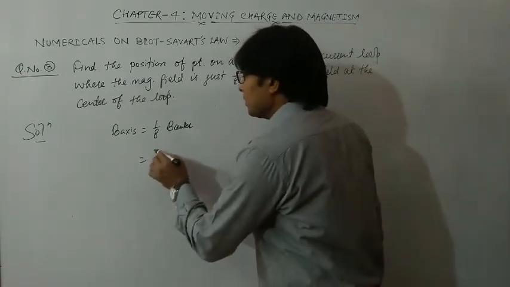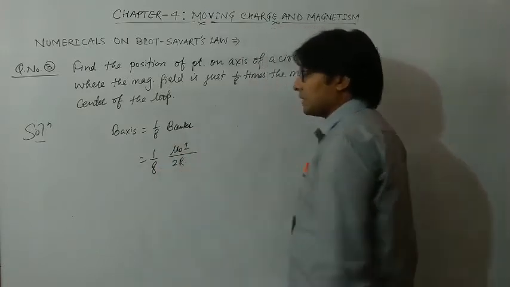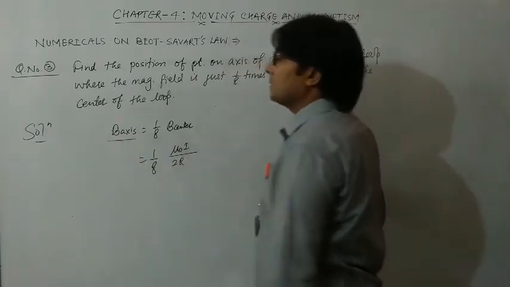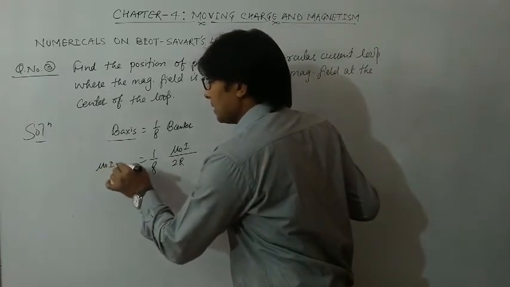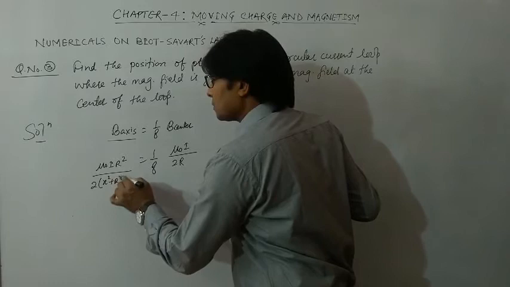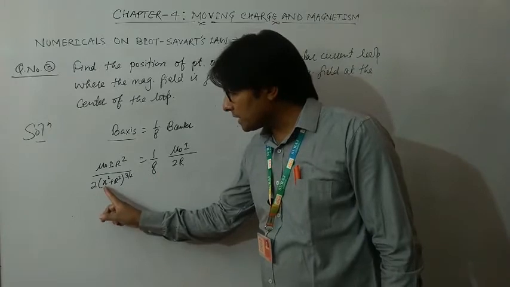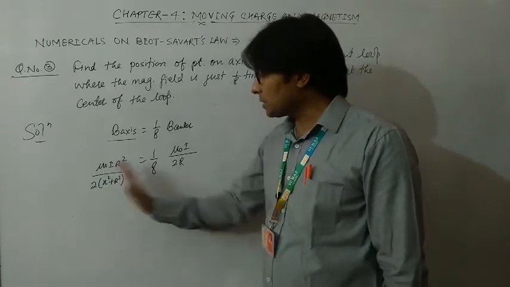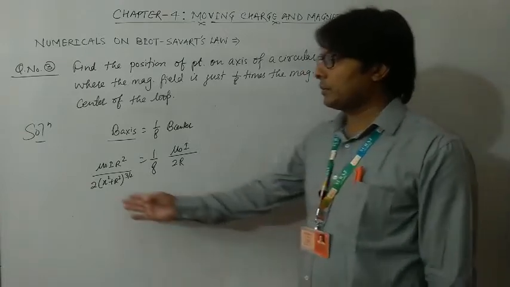Now what is the formula for the magnetic field at the center of the loop? You will say it is mu 0 I upon 2r, if r is the radius and I is the current flowing through that loop. Now what is the formula for the magnetic field at the axis of the same loop? You will say mu 0 I r square upon 2 times x square plus r square raised to the power 3 by 2, and we have to find the position of that point, that is x, on the axis. So we have to find the value of x. We have used the given condition, and now we try to find the value of x.